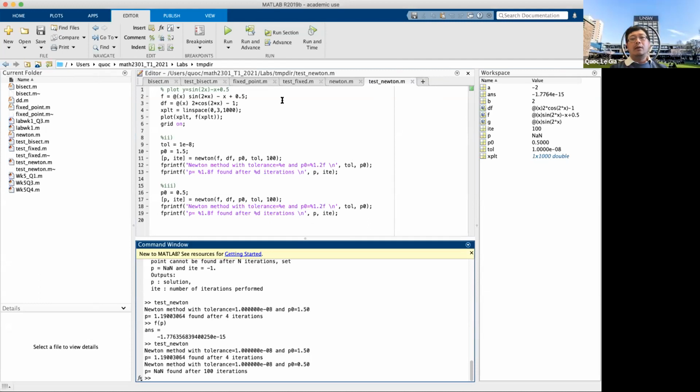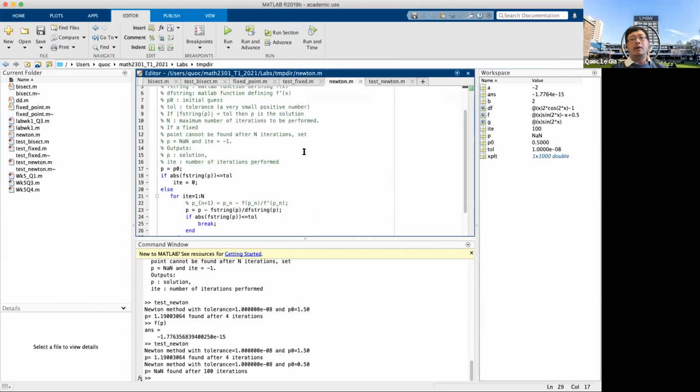Usually, like in fzero, they have a combination of inverse interpolation, bisection method, and Newton method. So you use the slower method to find the correct interval, and then you put the initial guess in the small interval, then you use Newton method to get to the solution.